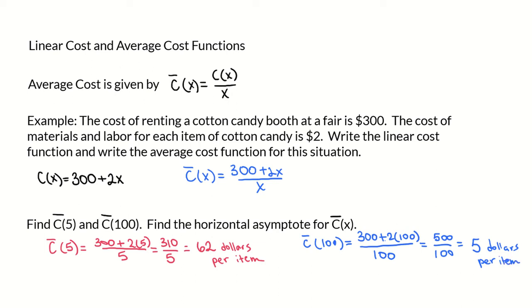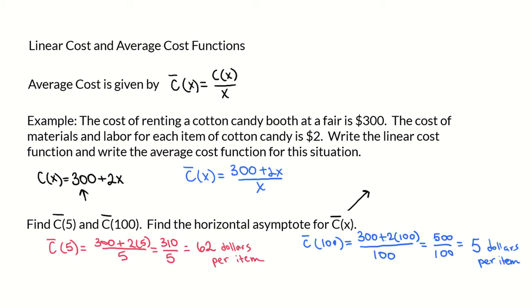And what this means is that as the number of items increases, the cost per item decreases. So even though the cost function itself will increase as we produce more items, the average cost should go down for a linear cost function like this. And we see that it does. For producing 5 items, it's $62 per item, which is very expensive if you think about cotton candy. But if we make more cotton candy, so if we make 100 items, the average cost goes down to $5 per item. So finally, let's think about the horizontal asymptote for C bar of x.